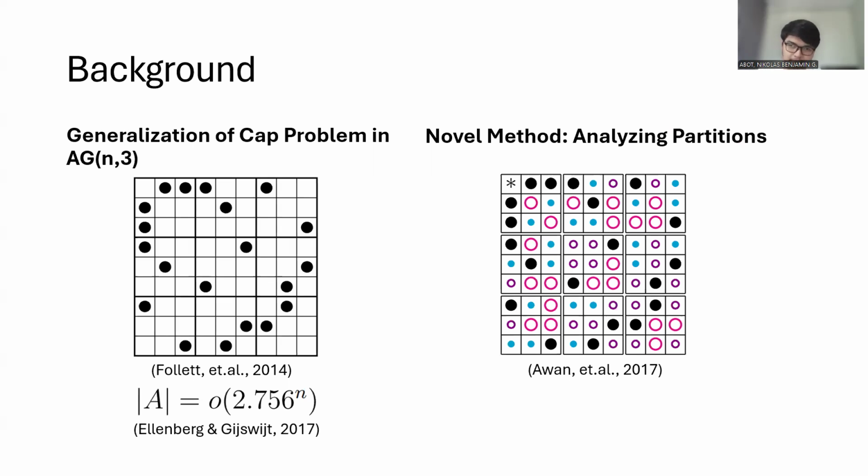Now, within the space of this problem and its generalizations, one novel method applied to the original cap problem is to consider partitions of the whole affine space using said maximal caps, maximal being those caps that are of largest size. For example, here we have a picture of a partition of AG(4,3) using maximal caps of size 20. This was done by Awan et al., and it revealed some interesting symmetry structures, which may have implications for the sizes in higher dimensions.